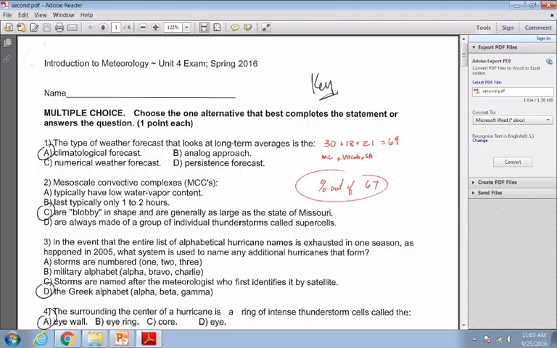The best answer C is that they're generally blobby, and they're about the size of the state of Missouri. Question 3, in the event you run out of letters of the alphabet, we go to the Greek alphabet. So the best answer for 3 is D. Question 4, what surrounds the center of the hurricane is a ring of intense thunderstorms called the eye wall. So A is the best answer for 4.